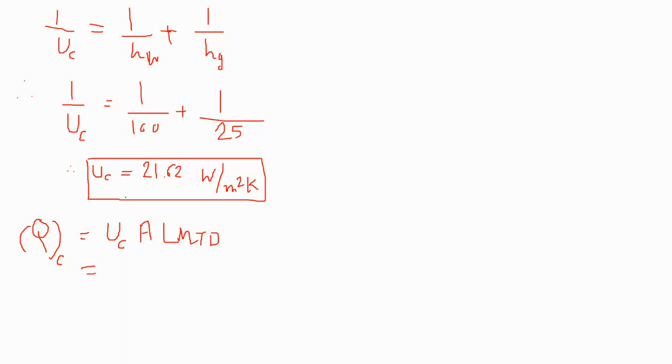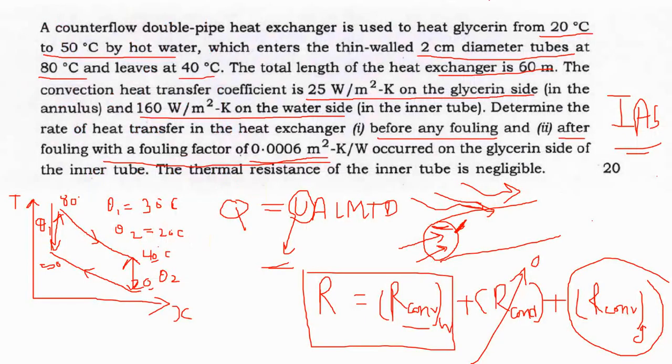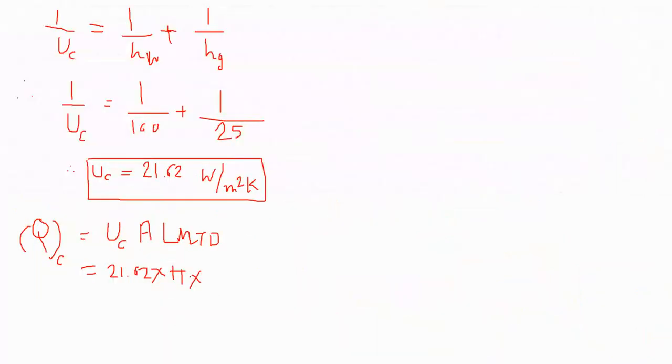This is the equation. We have a value of overall heat transfer coefficient for a clean pipe. Area we know is pi D L, because heat is transferred on the surface side. The diameter is 2 centimeter, so it will be 20 mm. So we write it as 0.02, and total pipe length is 60.